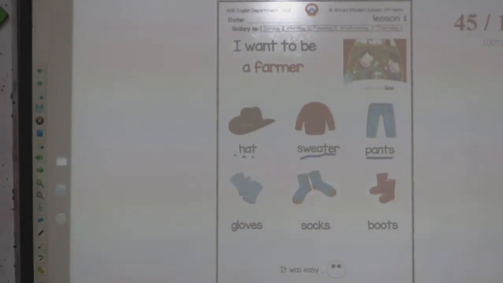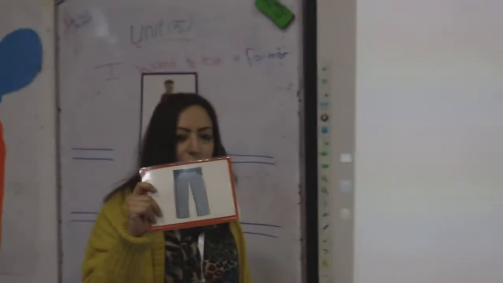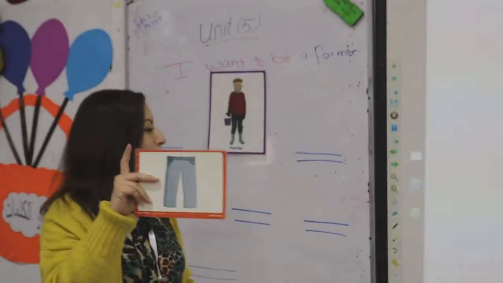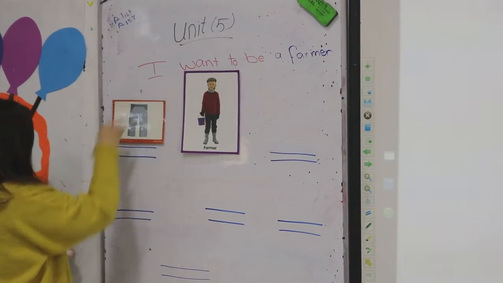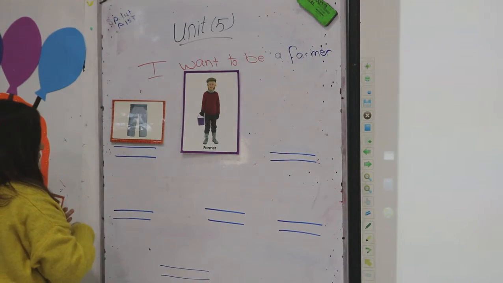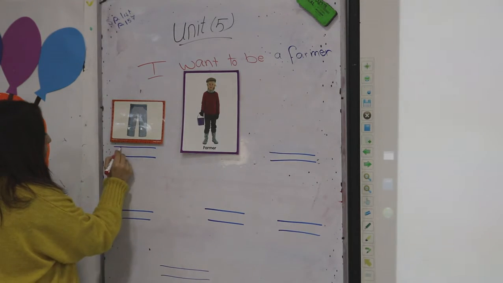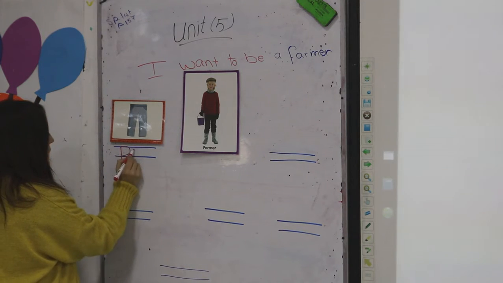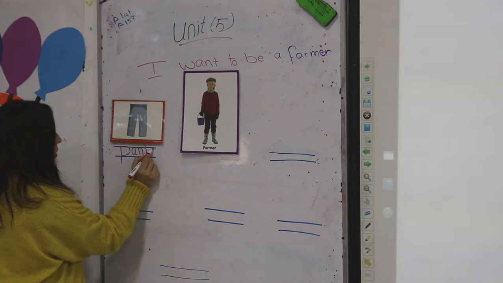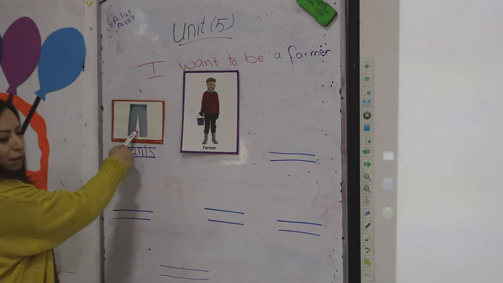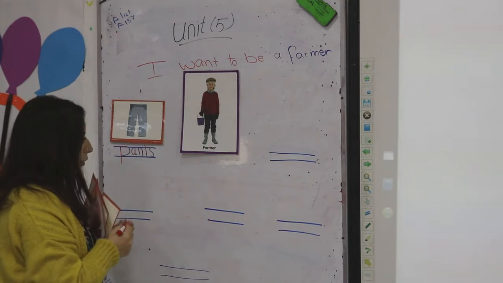Again, what is this? Pants. Try to write the word: p, a, n, t, s. Pants. This is pants. The other one.